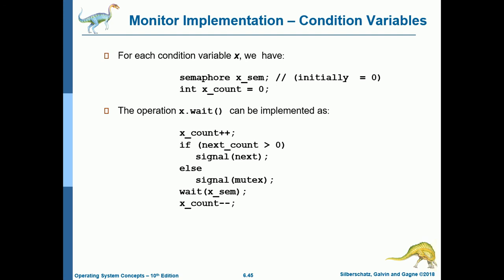So for monitor implementation using condition variables, for each condition variable x we have these variables. Semaphore x_sem, initially equal to 0, sem for semaphore. And then int x_count is equal to 0. And then the operation x.wait can be implemented as x_count++. If next_count is greater than 0, then signal(next), else signal(mutex). And then wait(x_sem), and then decrement x_count.